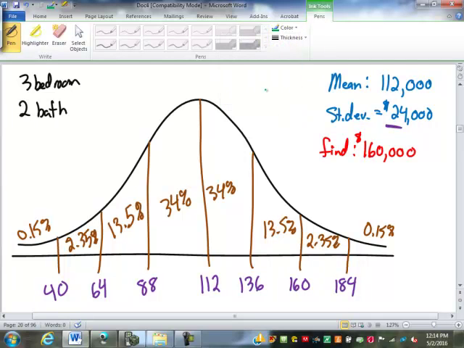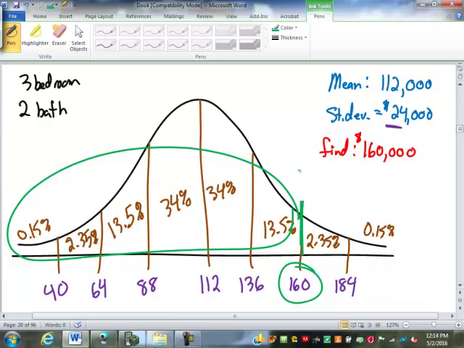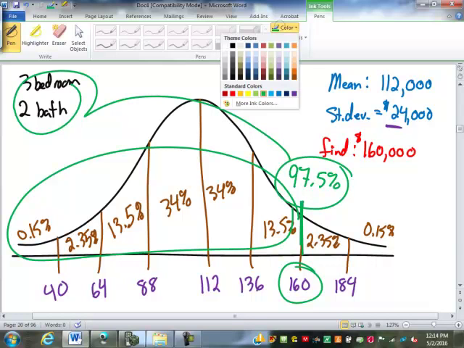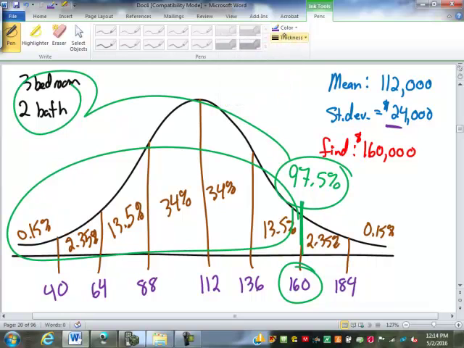So what does this tell us about the house you're looking at? Well, it's 160,000 right here. If we add up these percents here, that tells us that 97.5% of all 3-bedroom, 2-bathroom houses in that area are cheaper than the one that you're looking at. So that's telling you that either you can put in a lower offer or you just pass on that house and there's a good chance you can find one that's cheaper that you'll like.